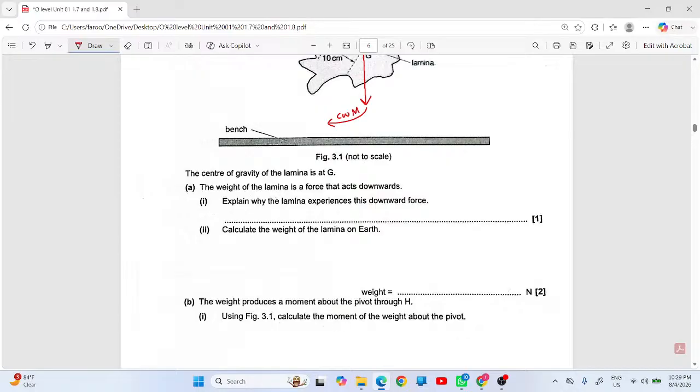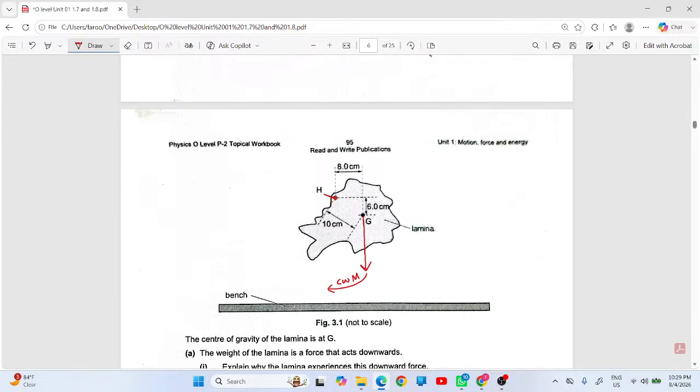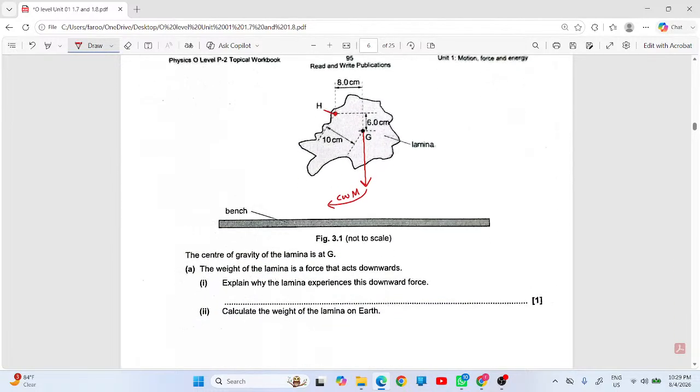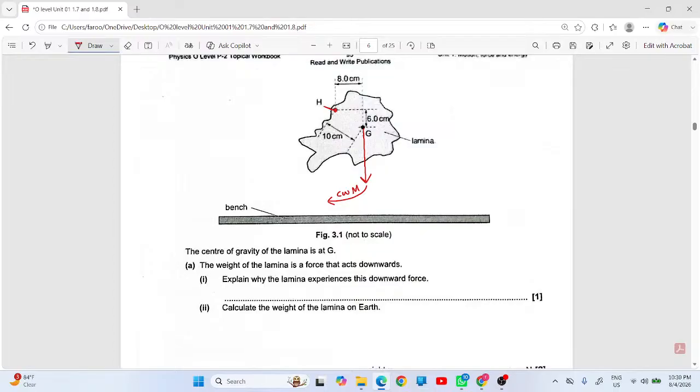क्योंकि डाउनवर्ड फोर्स किसकी वजह से लग रही है अब्दुल्ला? ग्रेविटी की वजह से, है ना? सो यहाँ पे ओके, तो यहाँ पे हम ऐसे लिखेंगे द डाउनवर्ड फोर्स इज ड्यू टू the explain why the lamina experiences the downward force is due to the gravitational force of earth.